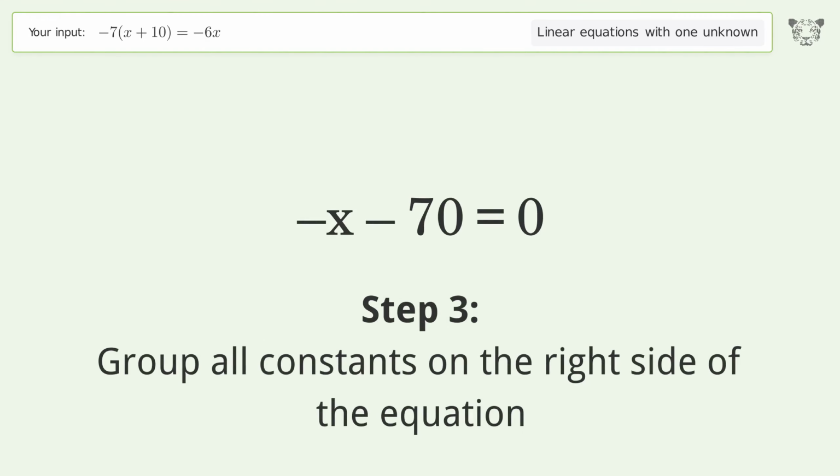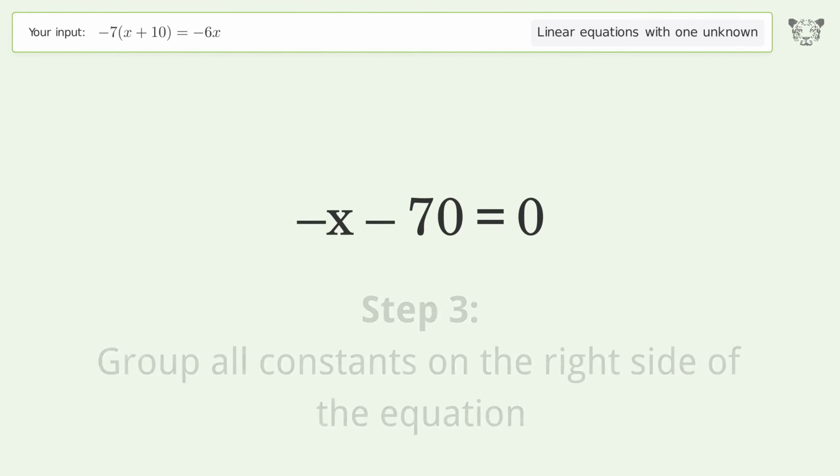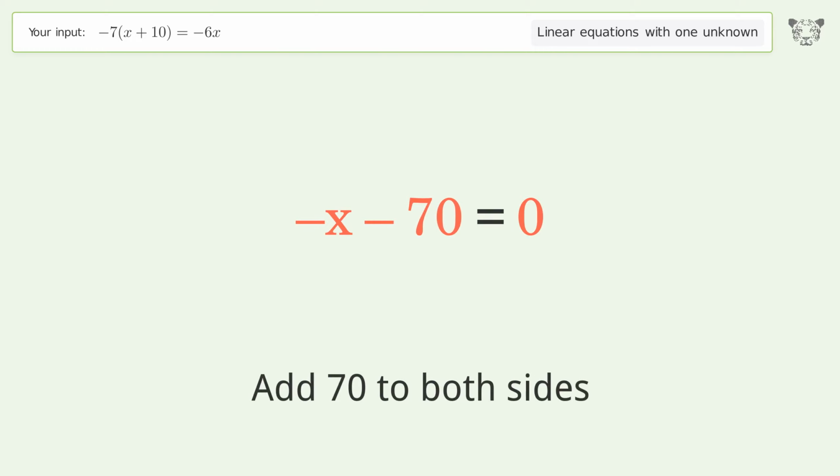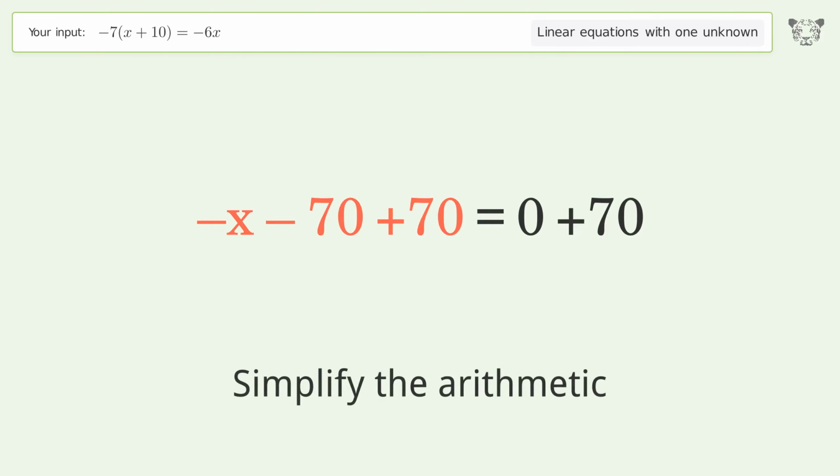Group all constants on the right side of the equation. Add 70 to both sides. Simplify the arithmetic.